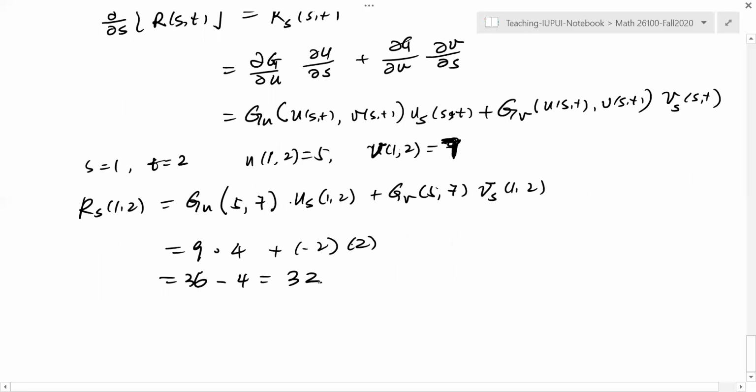We are actually not given the detailed formulas for u_s(s,t) and v_s(s,t), and we don't even know the function for capital G. But we only needed this information in order to find the derivative of r with respect to s at that particular point.